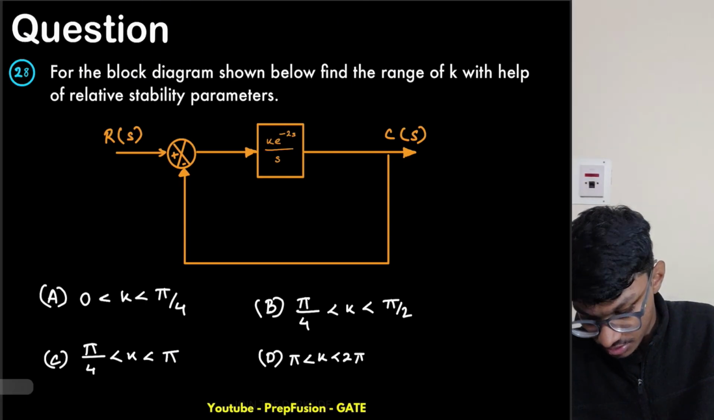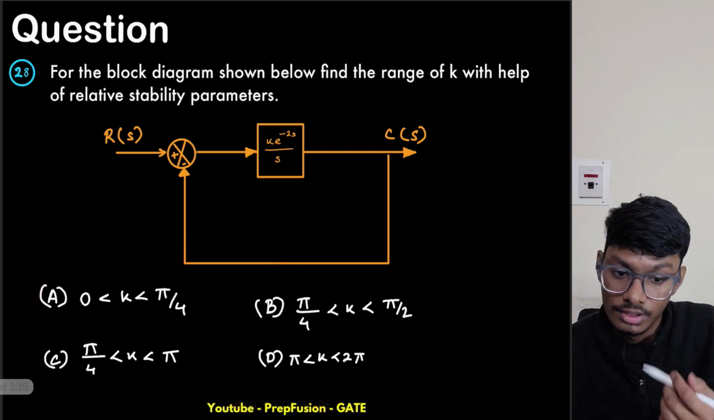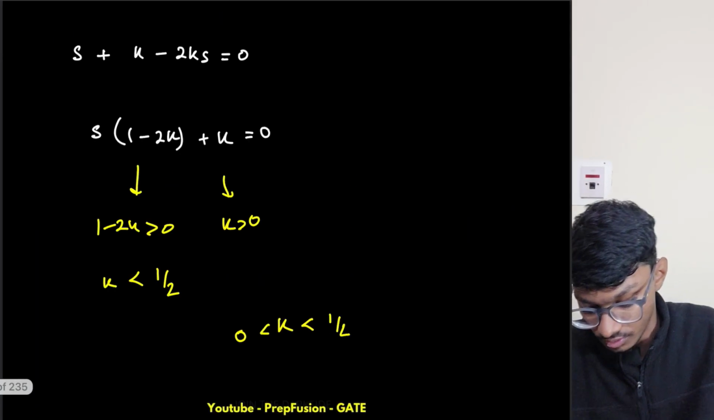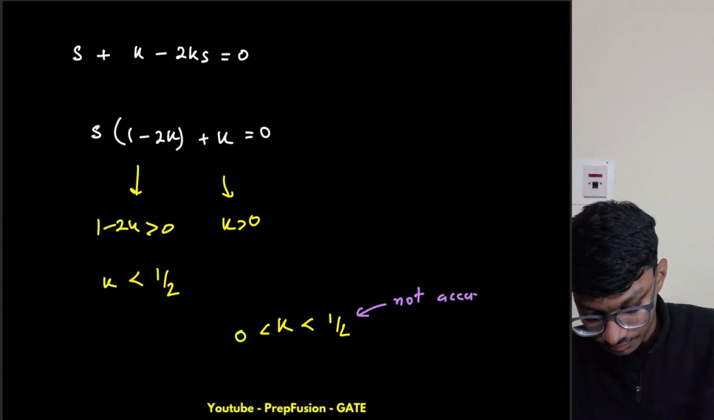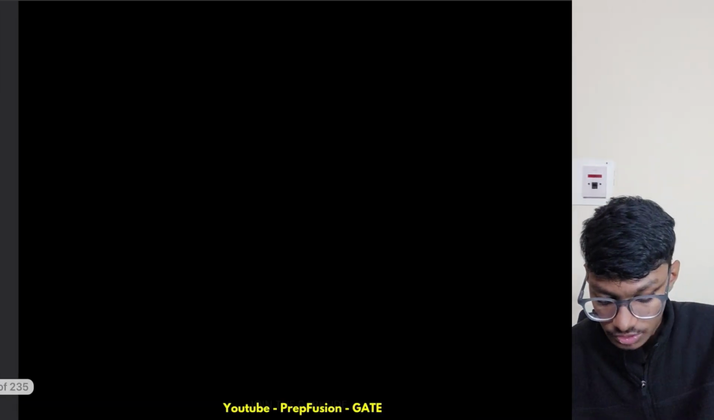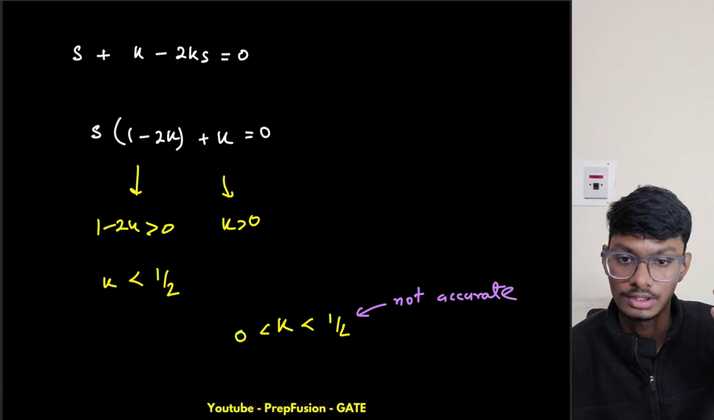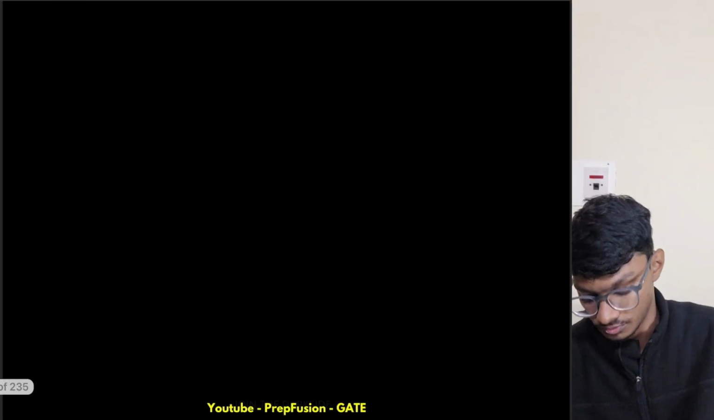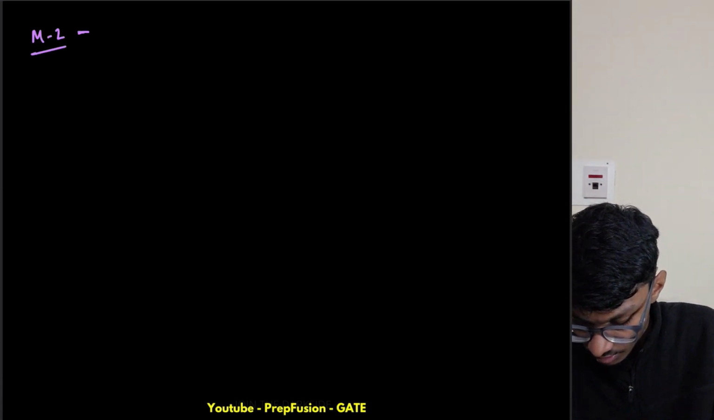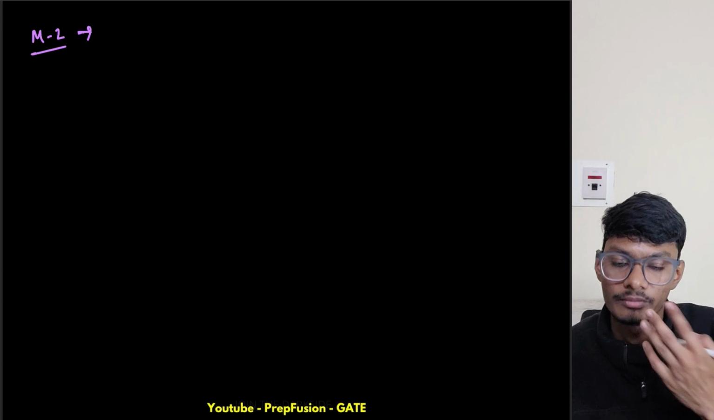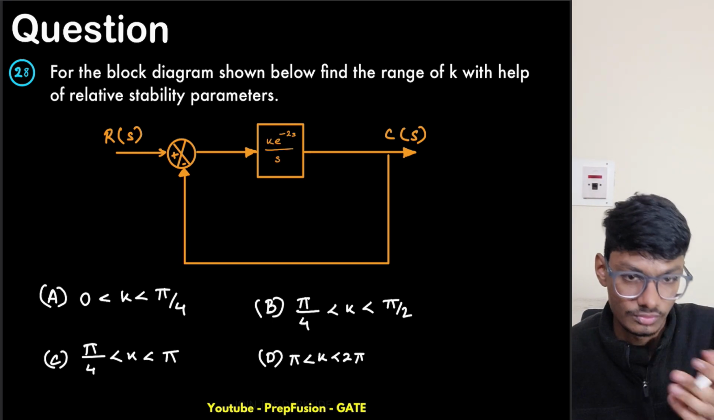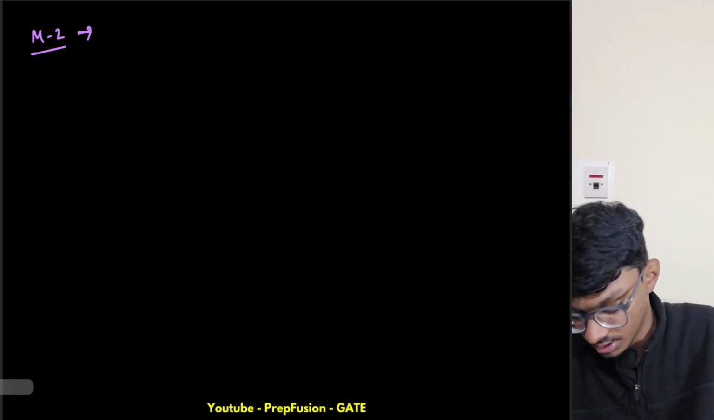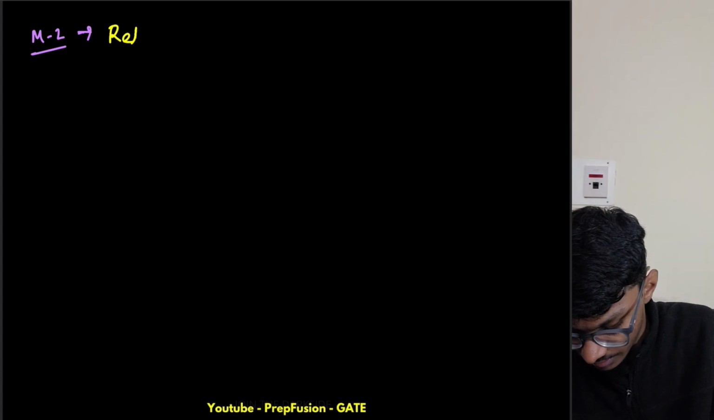So is this present in the options? No, I don't see this in the options. That's why I told you, this is not the accurate one. Now let's solve this using the relative stability method. So method 2. Also, we are not able to solve this every time. I have a type 1 system, then I am able to solve. If I have a pole at s equals to 1 or something, then it will be difficult. Let's see why. This is more accurate using the relative stability parameters.